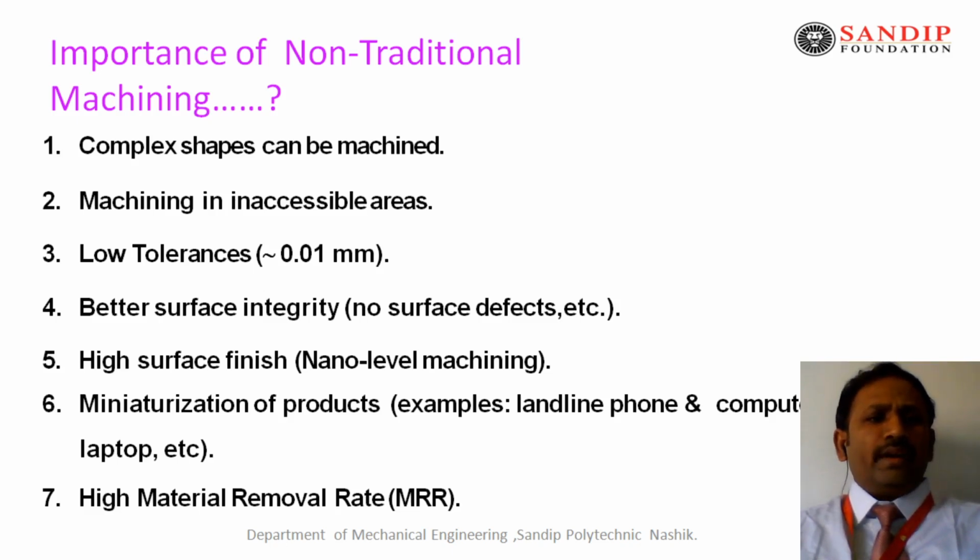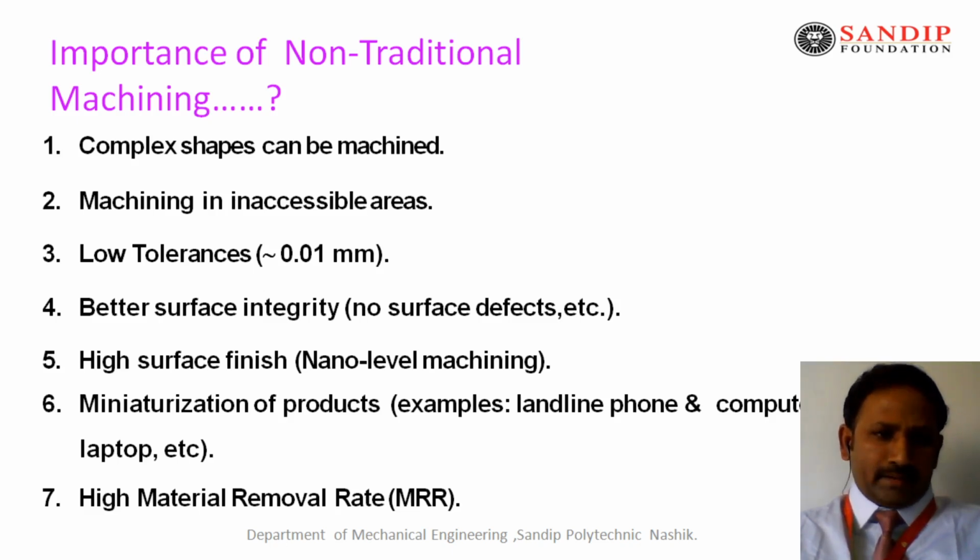Next, the importance of non-traditional machining. A question may be asked for 2 marks: what is the importance of non-traditional machining processes? Means simply the advantages of these processes. First, complex shapes can be machined. Means any type of complex shape can be machined by non-traditional machining processes. Then second, machining in inaccessible areas. In conventional, a human being can directly operate the workpiece and cutting tool parameters. But here, machining in inaccessible areas means the machines operate automatically.